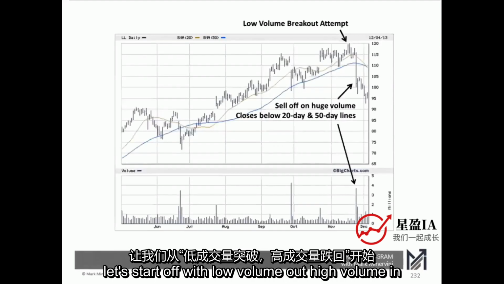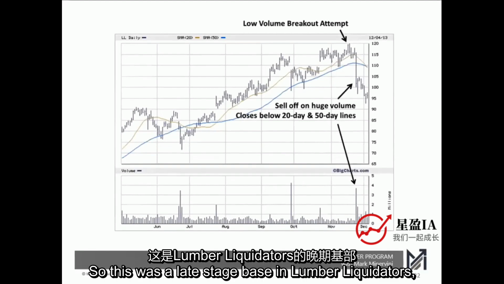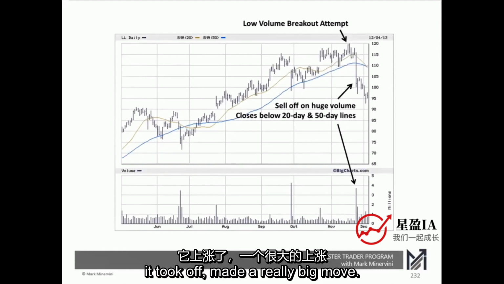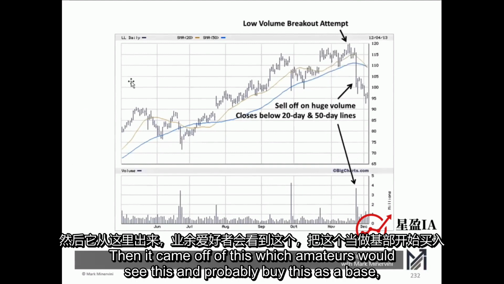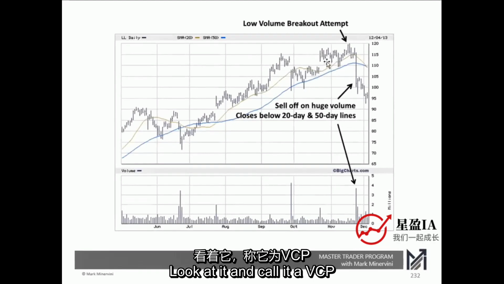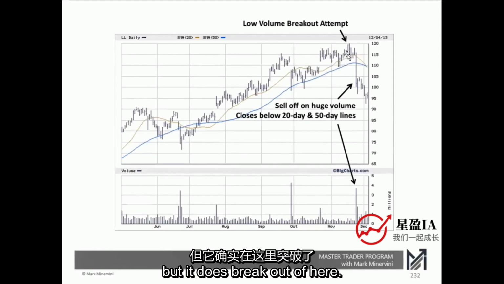Okay, let's start off with low volume out, high volume in, low volume breakout, high volume back in, and a close below the 20 and 50-day. So this was a late stage base in Lumber Liquidators. Lumber Liquidators was holding up really well when the market corrected. It took off. It made a really big move. And then it came off of this, which amateurs would see and probably buy as a base, maybe a cup with a handle here, look at it and call it a VCP. It's pretty sloppy, and it's not the greatest pattern or greatest price action, but it does break out of here.